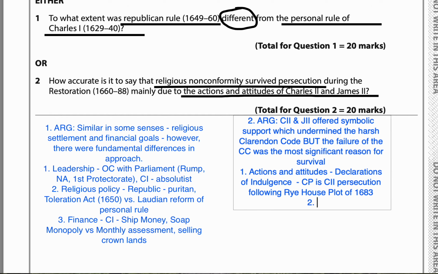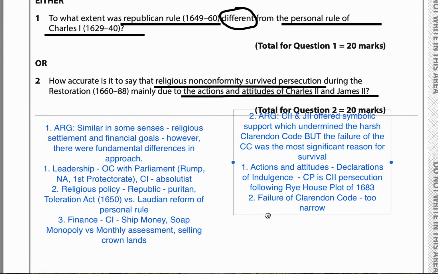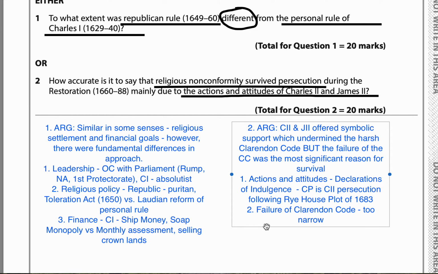Paragraph 2, I'd go with the one that I'm arguing, that it was the failure of the Clarendon Code. Okay, so the Clarendon Code was too narrow, and therefore allowed for nonconformists to flourish. And you could talk about the Act of Uniformity being too narrow. You could talk about something like the 5 Mile Act, 1665, which sends nonconformists out of towns, and therefore they're harder to keep an eye on. You could talk about the fact that locals didn't want to persecute their neighbours.